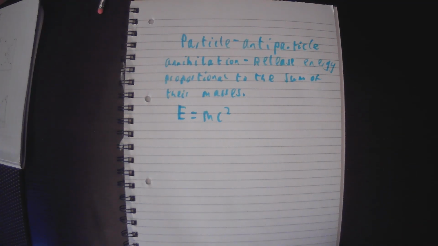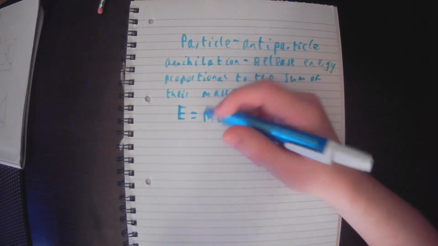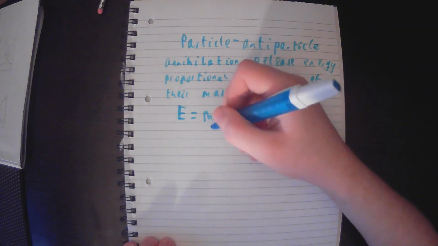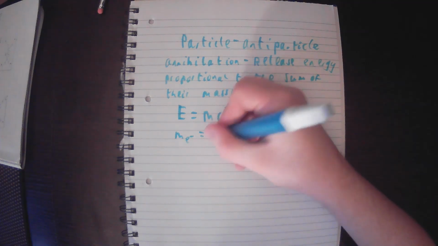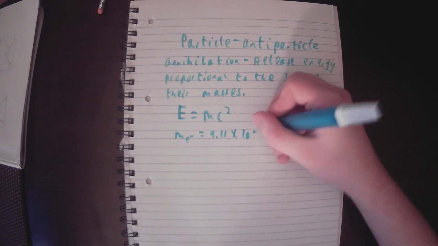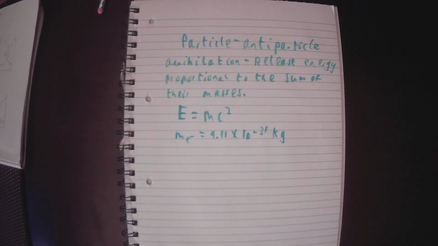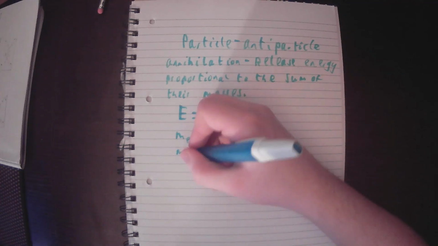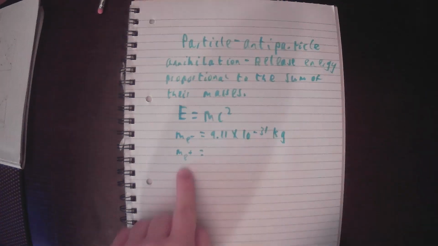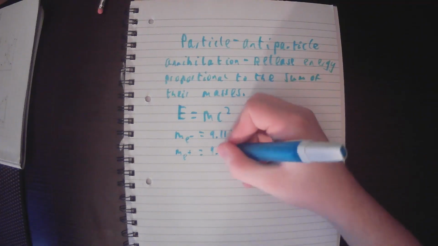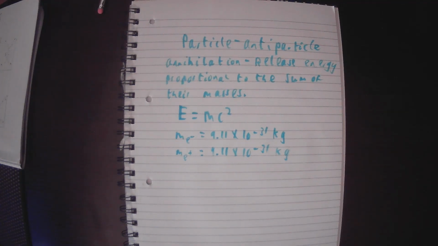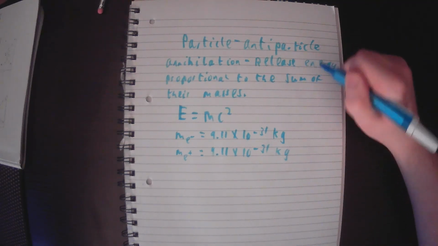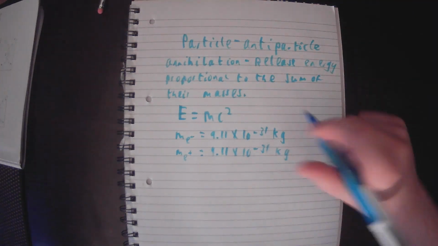So say we have the mass of an electron, m e minus. The mass of an electron is 9.11 times 10 to the minus 31 kilograms. And the mass of any antiparticle is the same, so the mass of a positron is the same as the mass of an electron, again 9.11 times 10 to the minus 31. So if we go back to this equation, it's the sum of their masses. So we're going to add these two masses together.